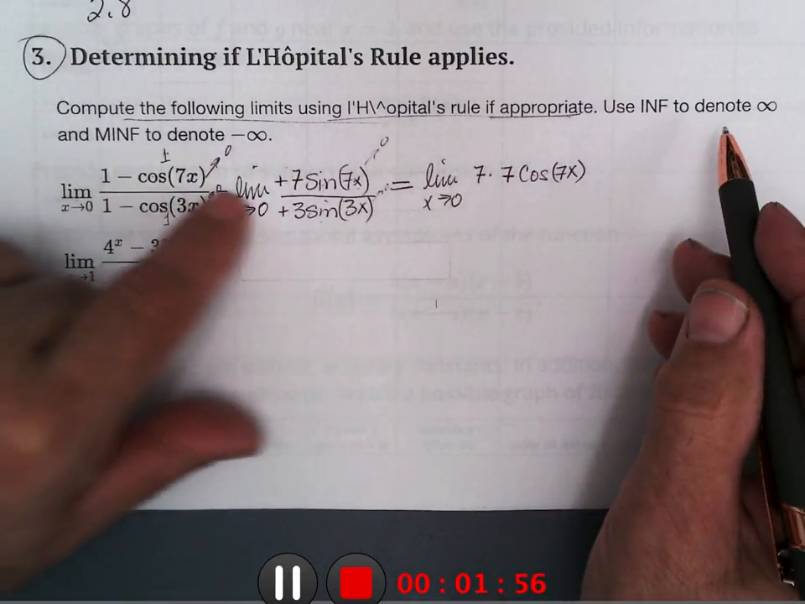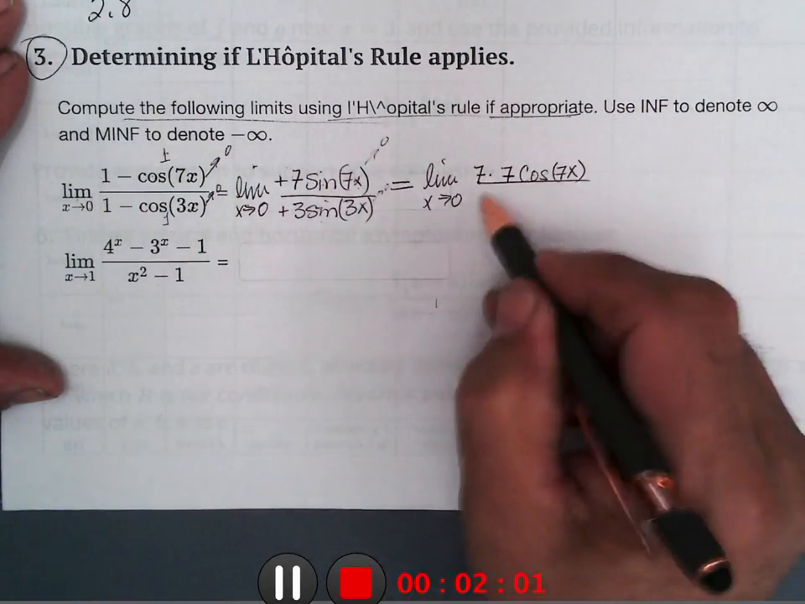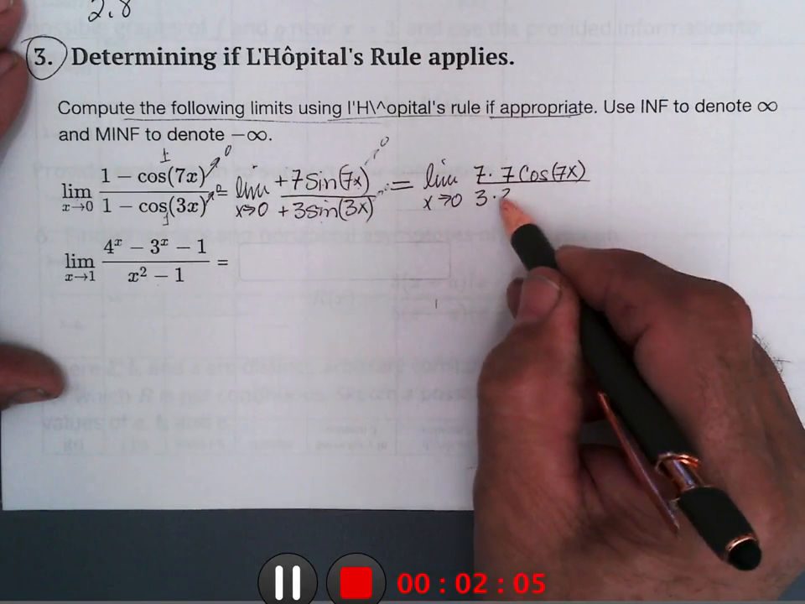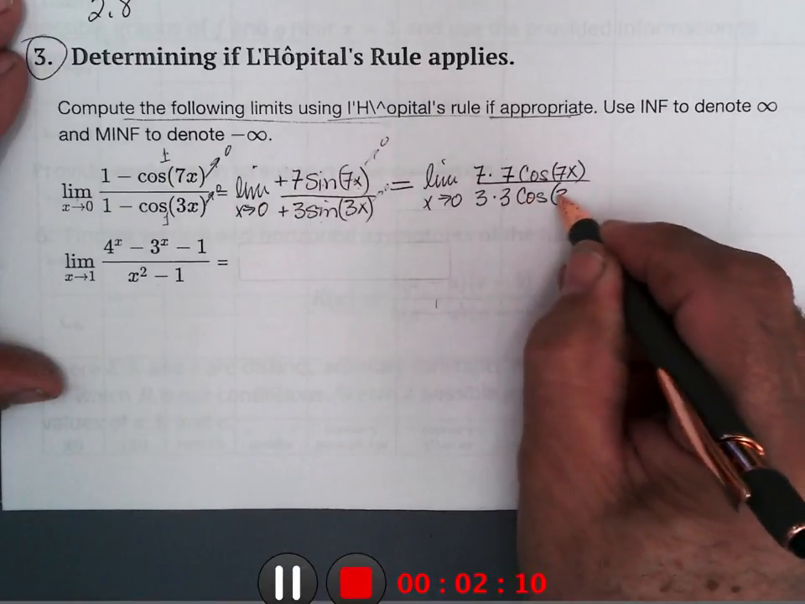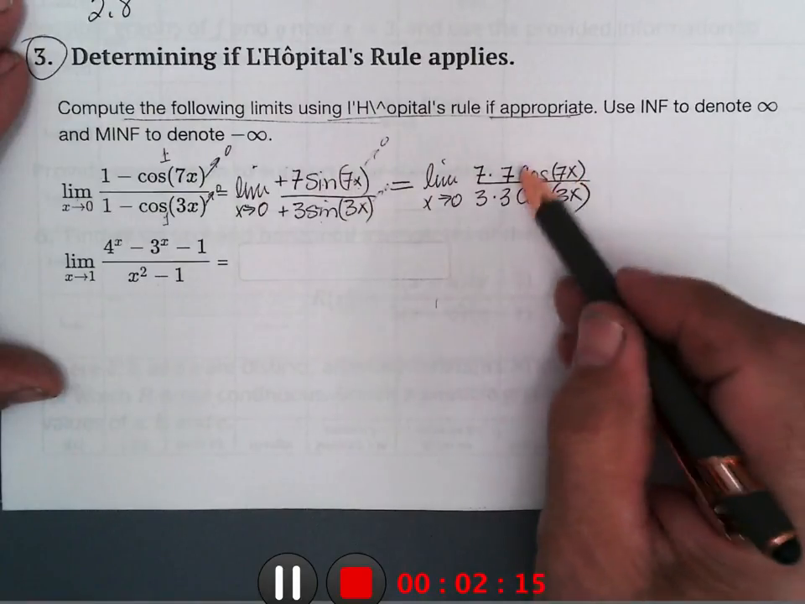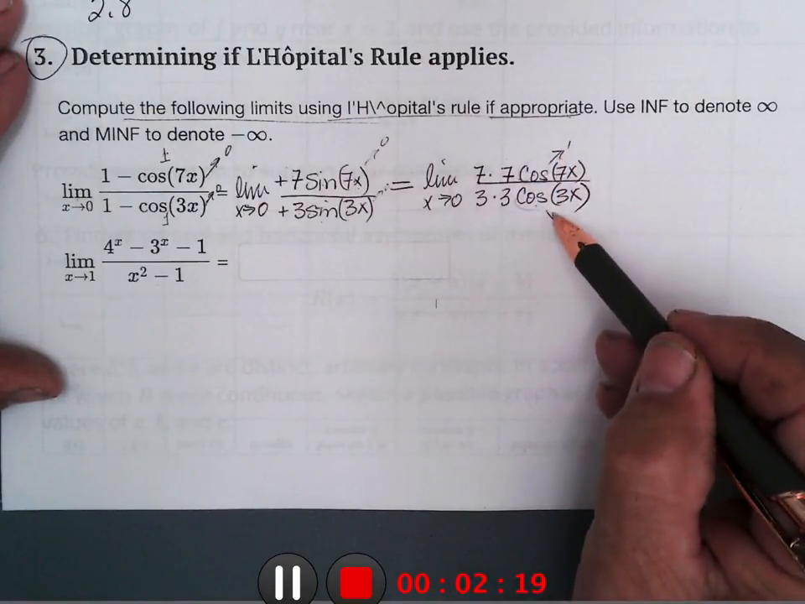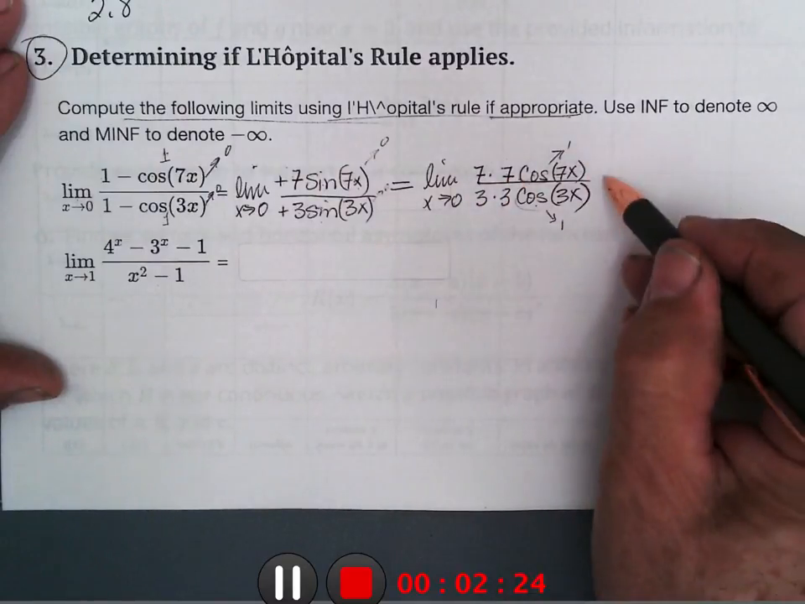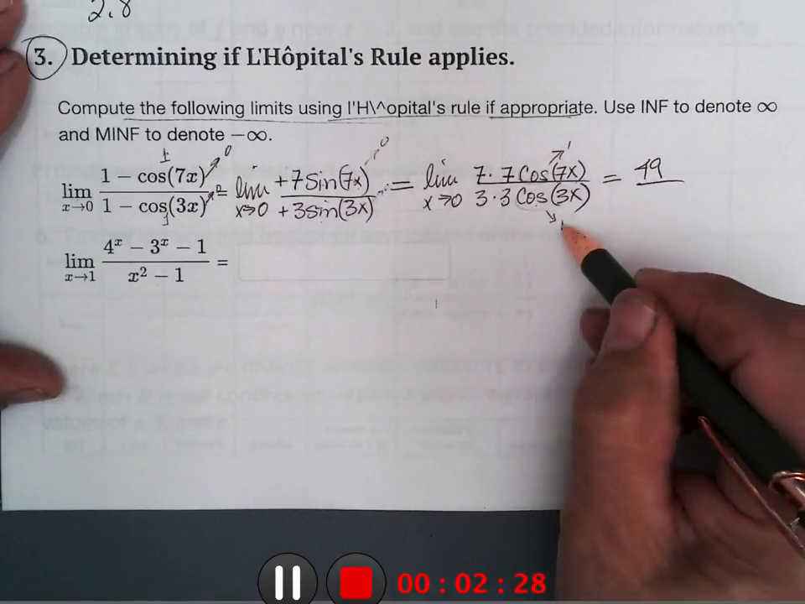So I get another 7. And in the denominator, I have the 3, and the derivative of the inside produces another 3, and the derivative of the sine is cosine. And now as x goes to 0, cosine of 0 goes to 1. This goes to 1. And so I get 7 times 7 times 1, 49. And 3 times 3 is 9 times 1 is 9.